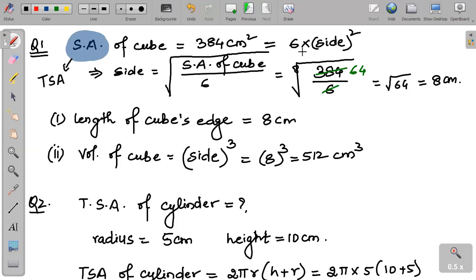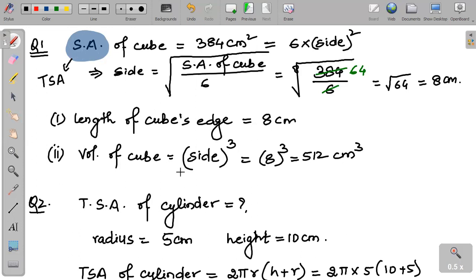So once we equate it with 6 into side square is equal to 384, the side will be written as surface area of the cube divided by 6. That is 384 by 6, which is 64. Root under 64 will be 8 centimeter. Therefore, length of the cube's edge is equal to 8 centimeter, and the volume of the cube will be side cube, that is 8 cube, that is 512 centimeter cube.